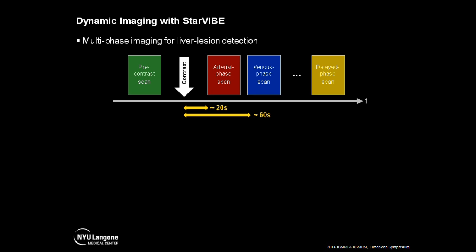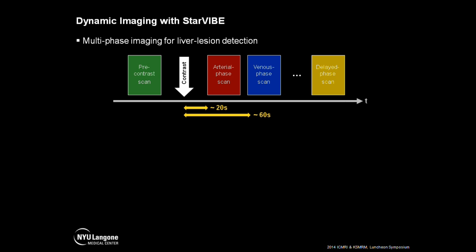So what's conventionally done in dynamic liver MRI is that we first acquire a pre-contrast image, then a gadolinium-based contrast agent is injected, and 20 seconds after the injection, we need an arterial phase image. And then 60 seconds after the injection, we also need a venous phase image. And then at a later time, we also want a delayed phase image. Now, getting the pre-contrast image and the delayed phase image with the StarVIBE sequence is not a problem. And this is basically what I showed in the previous section of this talk.